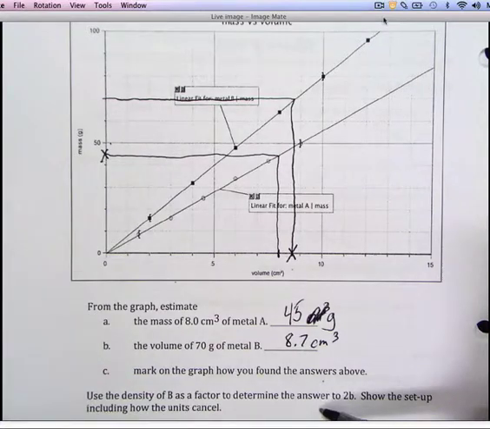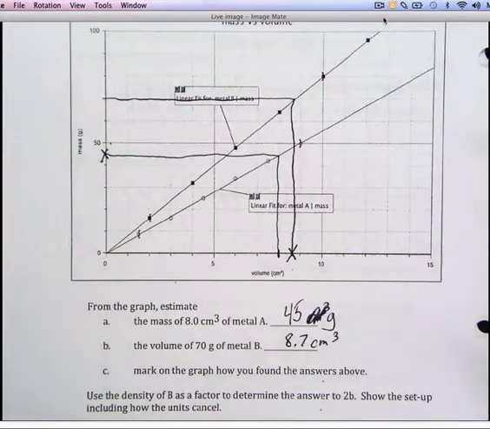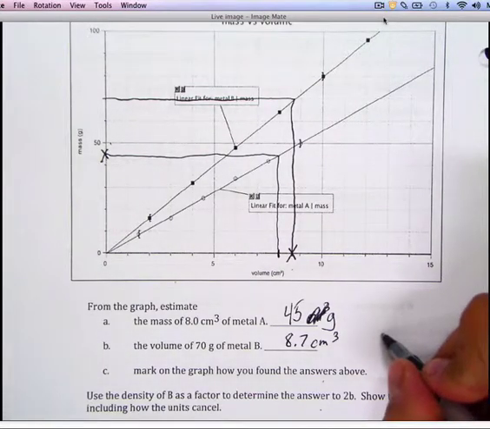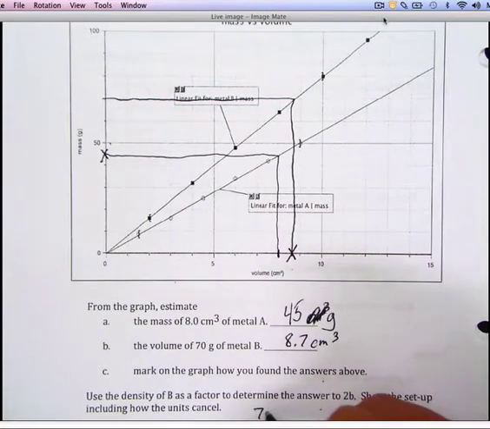This question right here says, use the density of B to determine the answer to 2B. So basically, how can we find this in a different way? Instead of just looking at the graph, can we do some calculations to figure it out? Well, first of all, we need to figure out our density. So our density of metal B is, remember, it's mass over volume, 70 grams over 8.7 cubic centimeters.